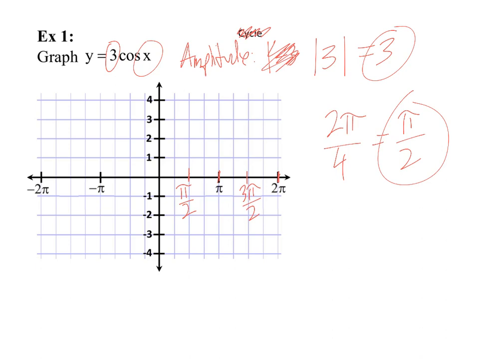I'm working with cosine. Where do I start? I start at the maximum, or I apply the amplitude in this case. So I'm going to start off at 3, and then I move down to the intercept, then down to my minimum, then up back to my intercept, and up again to my maximum. And there is one cycle of the graph. It's easy as that. Here I could continue it if I want to cover the whole grid. All right, let's do another example.